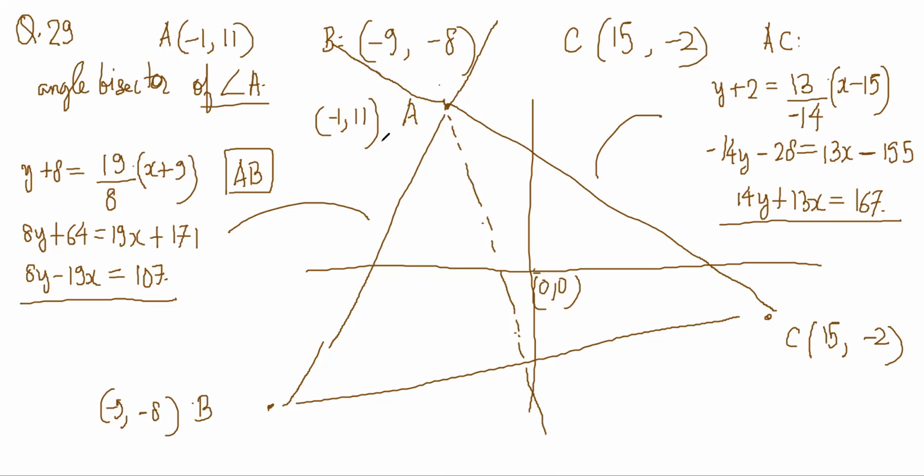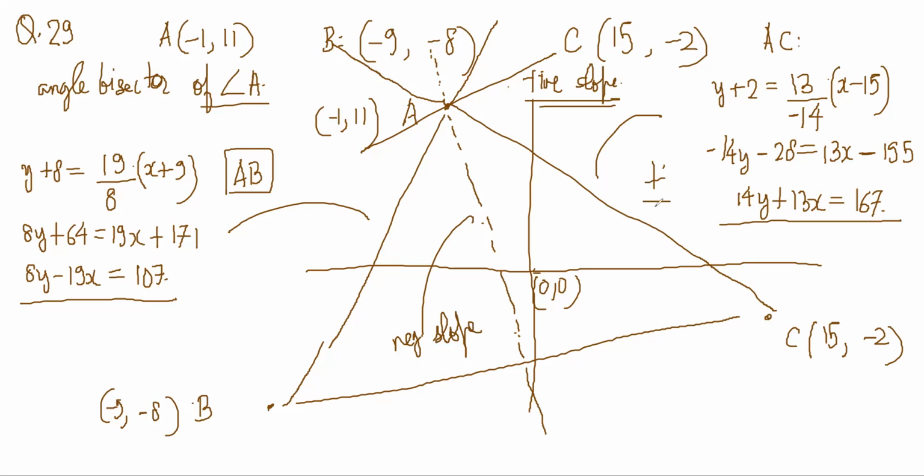The other bisector is this. This bisector has positive slope. This bisector has negative slope. We need the one with the negative slope. So write the two equations, plus minus, and select whichever one has negative slope.